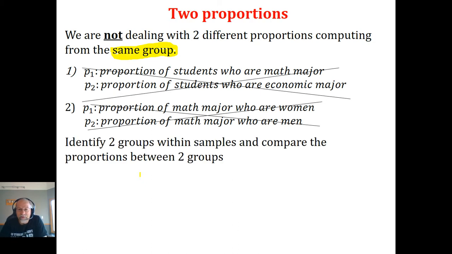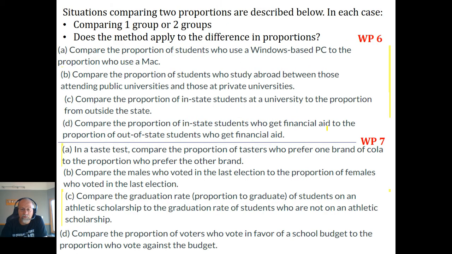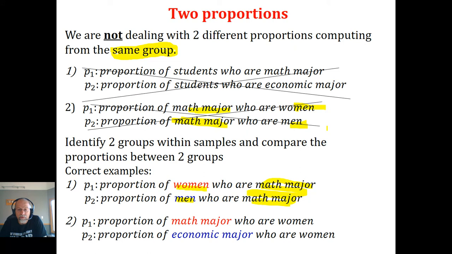Identify two groups within a sample and compare the proportions between the groups. Correct: the proportion of women who are a math major and the proportion of men who are a math major. Note the gender comes far before anything about the major, whereas up here we had the major listed first and then discussed what was inside. So we want to identify our groups prior to looking at the single group they come from. Sorry, back up: the proportion of math majors who are women and the proportion of economic majors who are women. So now we have groups of different majors, but all inside the group of women.